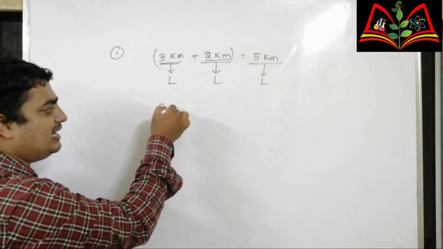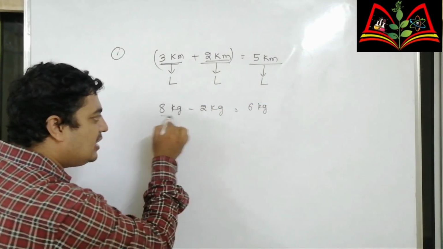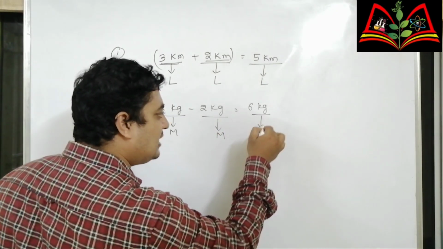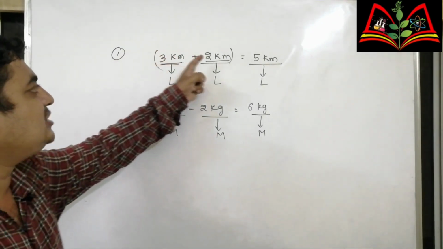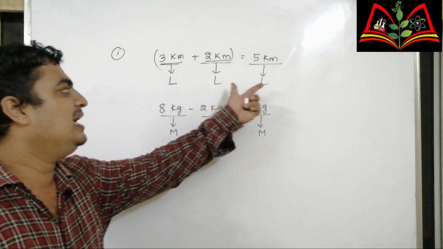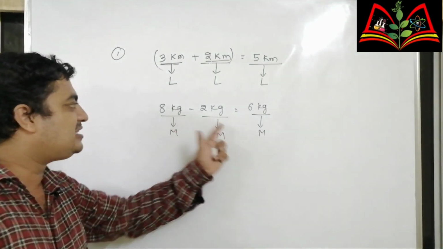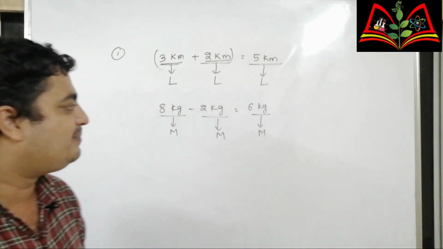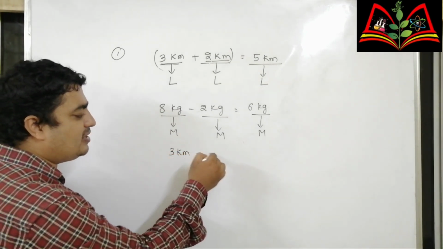Like that, 8 kg minus 2 kg is equal to 6 kg. Here this represents mass, this also represents mass, so the result is also mass. Notice that these two quantities can be added because they have the same dimensions and they will produce the same dimension. These two quantities can be subtracted because they have the same dimensions and the result also has the same dimension.